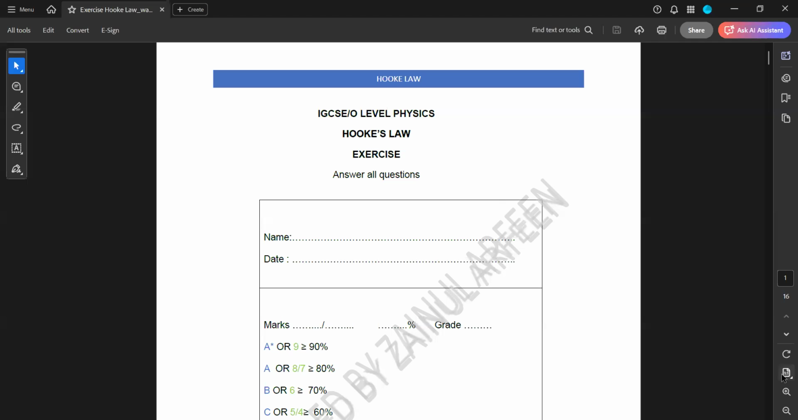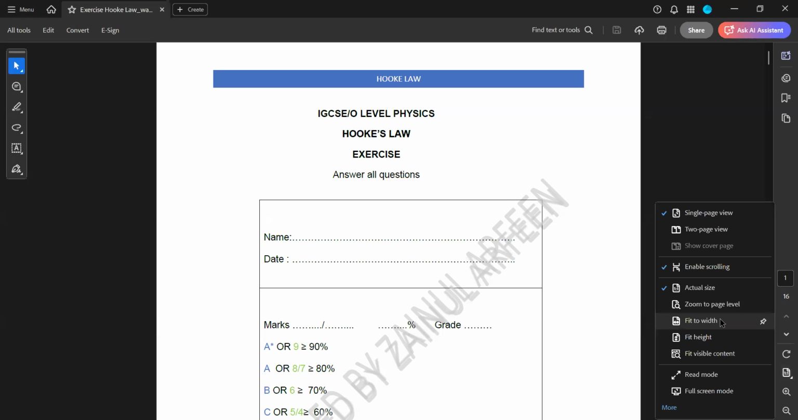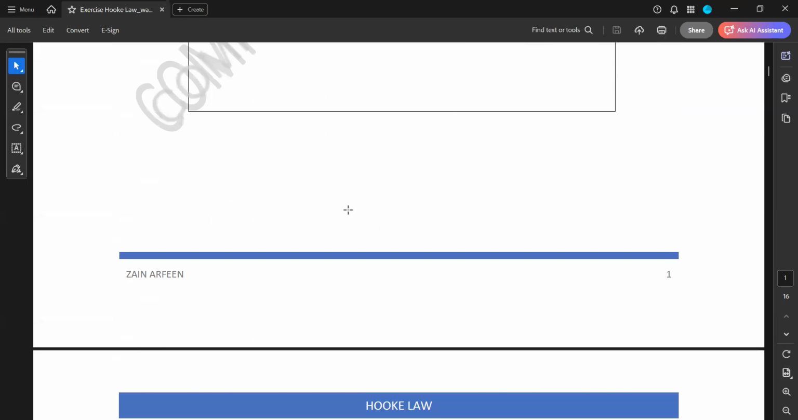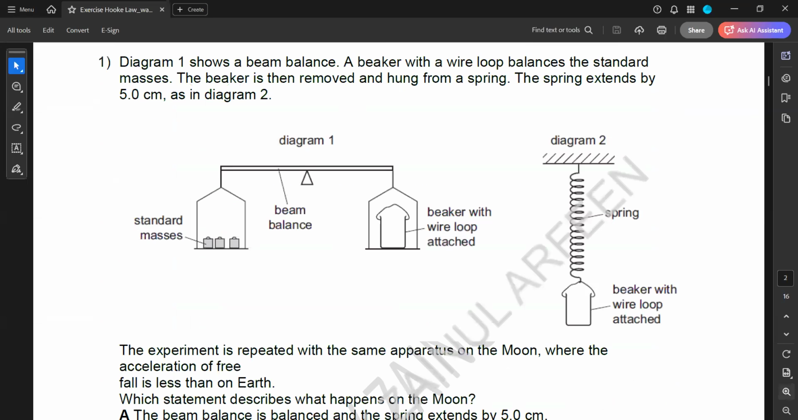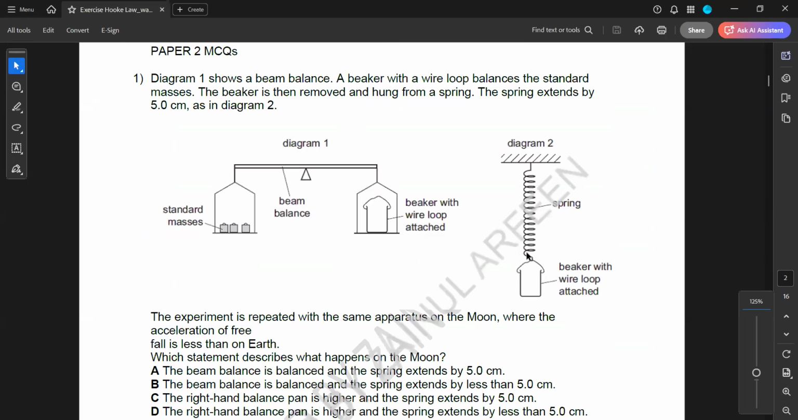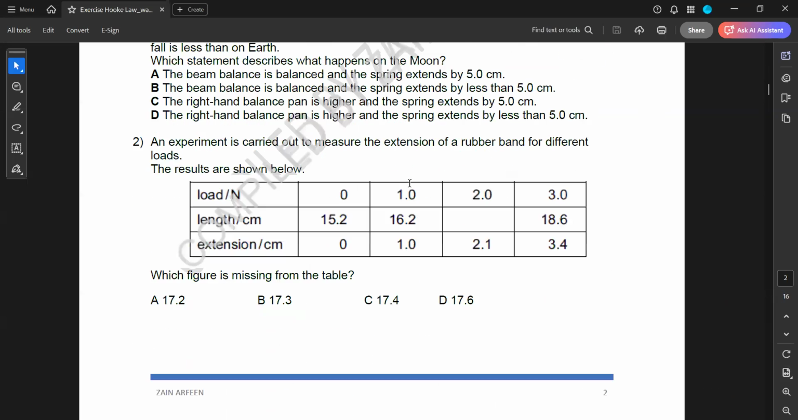So the weekly homework related to the Hooke's law questions. If you have doubt, you can mention. Question number 1, any doubt in question 1? Question number 1, any doubt? No doubt. Question 2, any doubt?